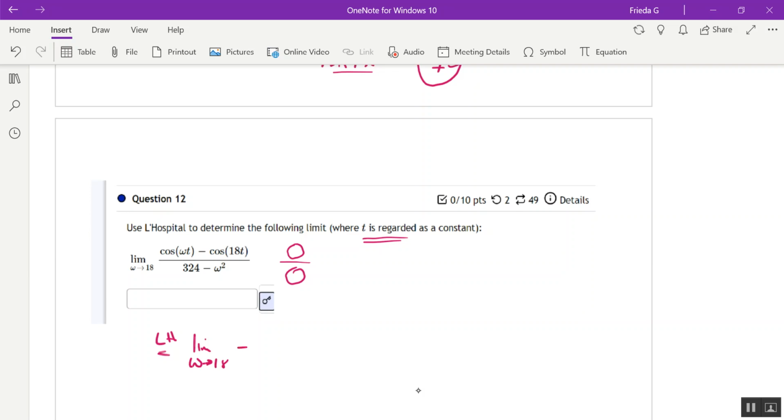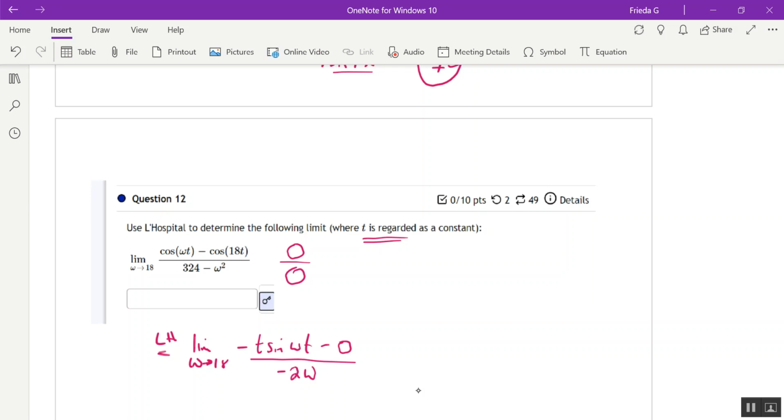Derivative of the top is negative omega sine omega t. And then the derivative of cosine 18t is 0 because 18t is constant. On the bottom, 324 is constant, and so we get just negative 2 omega. Sorry, on the top, that's a mistake. It's not an omega that comes out, it's a t. T is the constant, not omega. Sorry about that. Didn't mean to scare you.